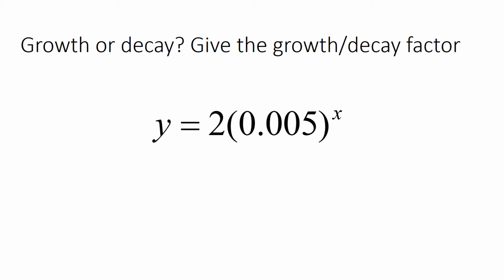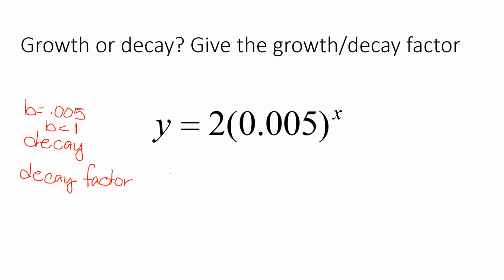Okay, growth or decay? Okay, hopefully you said decay because B is 0.005 and B is less than 1, so therefore it's decay. And my decay factor is the absolute value of 1 minus 0.005 times 100. I'm just going to use the handy-dandy calculator to calculate that. So it's 1 minus 0.005, and then we're going to multiply that times 100. And so it is decaying by 99.5%.